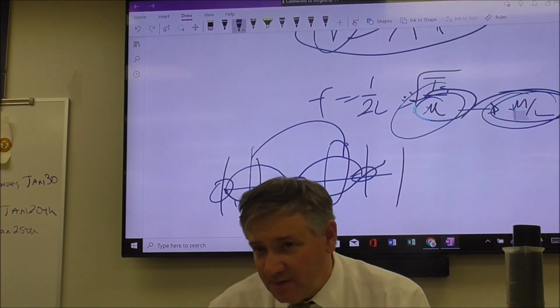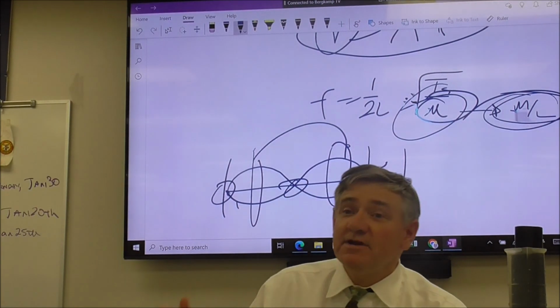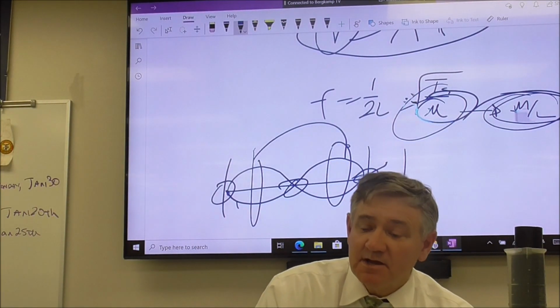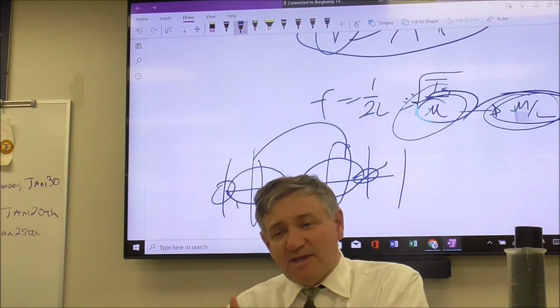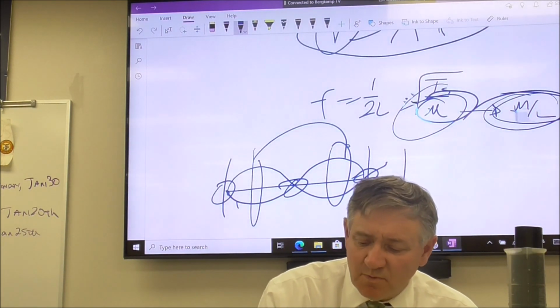So what's a mode? Mode is your harmonics, okay? Mode means the same thing as harmonic, because that's the terminology we're working with.